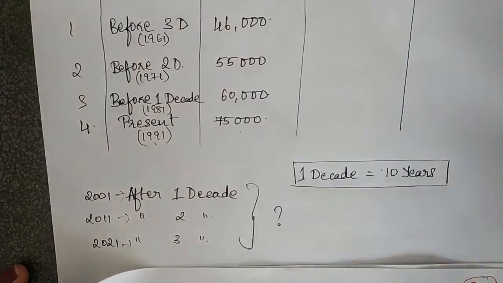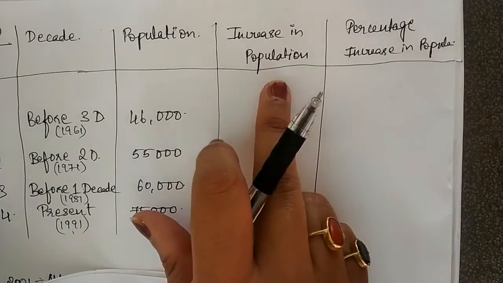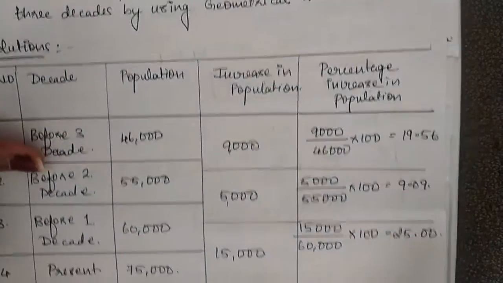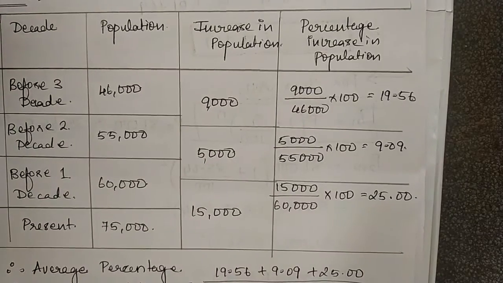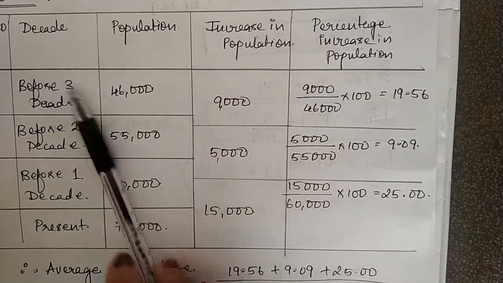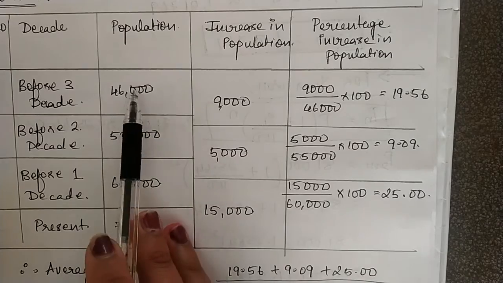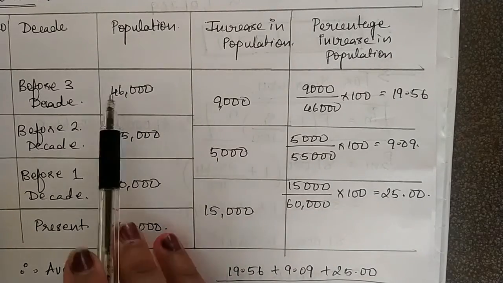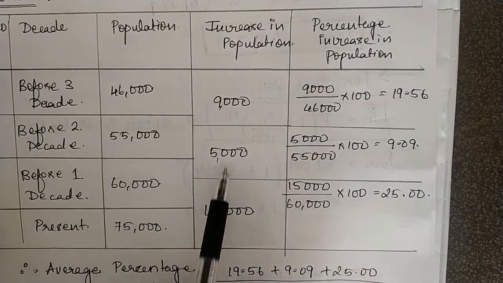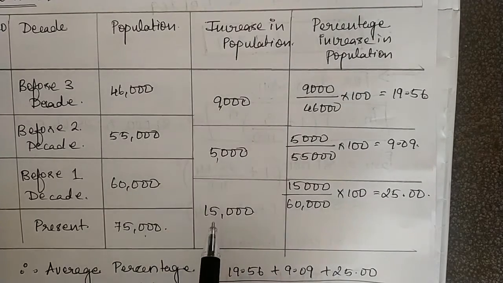Now, how is the further solving? I'm going to make 2 columns here: increase in population and percentage increase in population. We have solved such problems earlier in your previous lectures. Following the same way of solving, how do we get increase in population? Your second population minus first population. So 55,000 minus 46,000, 9,000. Similarly, 60,000 minus 55,000, 5,000. 75,000 minus 60,000, 15,000. So I have got the increase in population here.